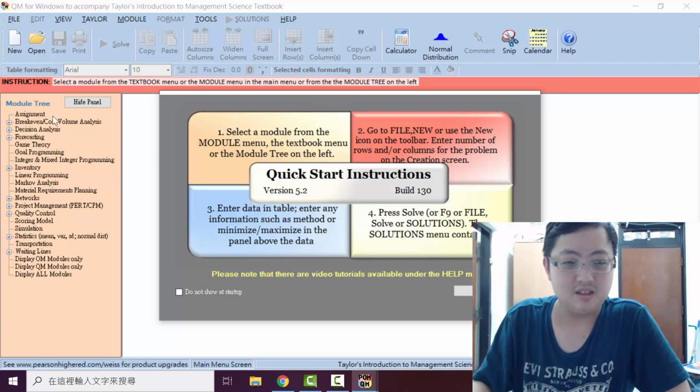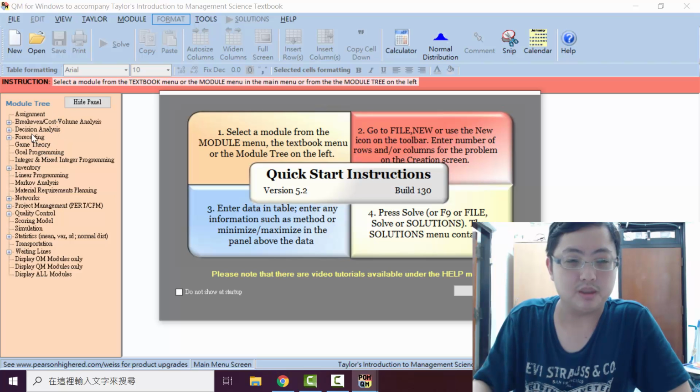Break-even analysis. Let's see the interface of QM for Windows. Just see the left-hand side, you will see a lot of modules for different topics such as break-even analysis, forecasting, and linear programming. And for now, we will focus on break-even analysis.